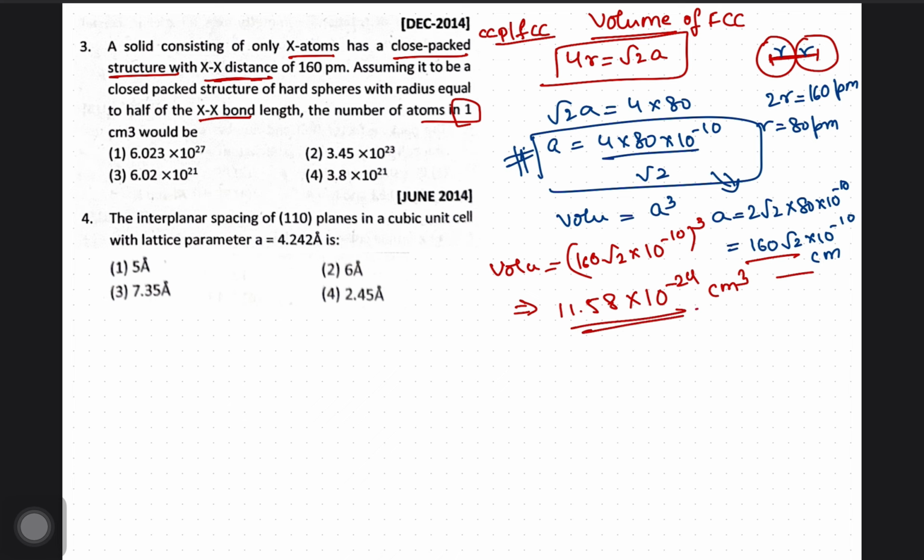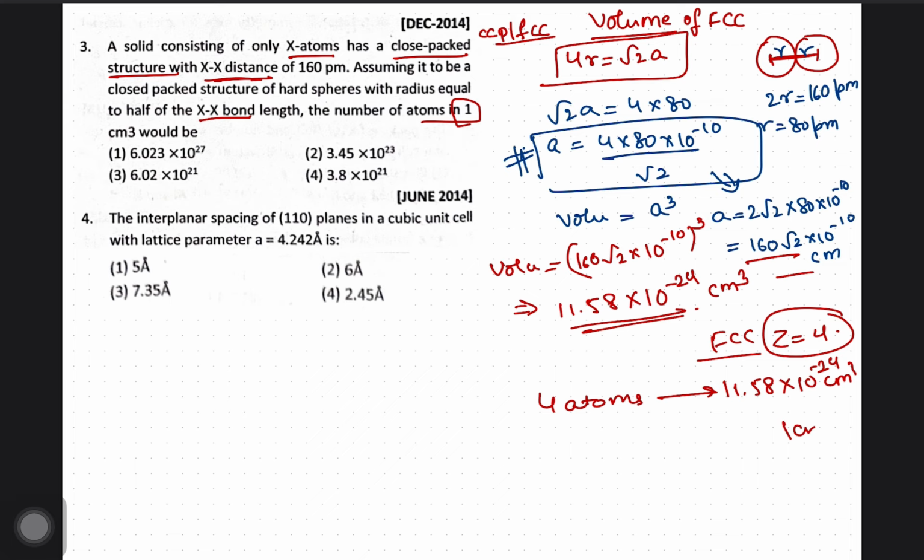Now see, we know that in FCC the value of Z is 4. The number of atoms per unit cell in FCC is 4. So 4 atoms are present in this much volume. You have to apply the unitary method. They are asking in 1 centimeter cube, so it will be 4 divided by this volume. Now you can calculate it easily. The answer will be 3.45 into 10 raised to power 23. So the correct answer will be 2.